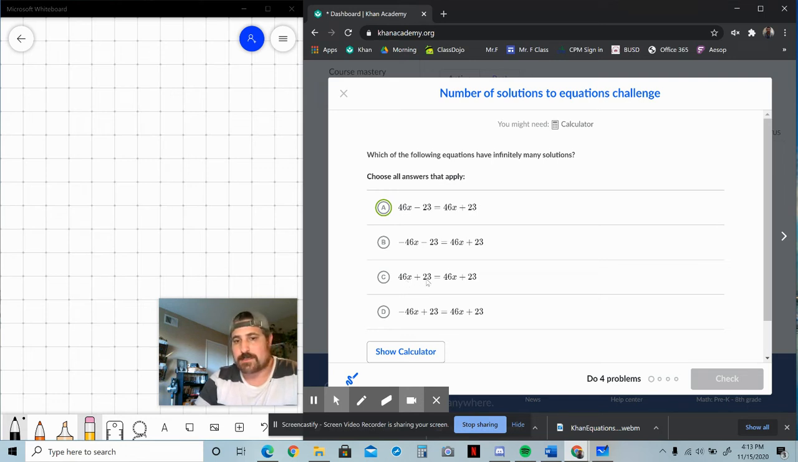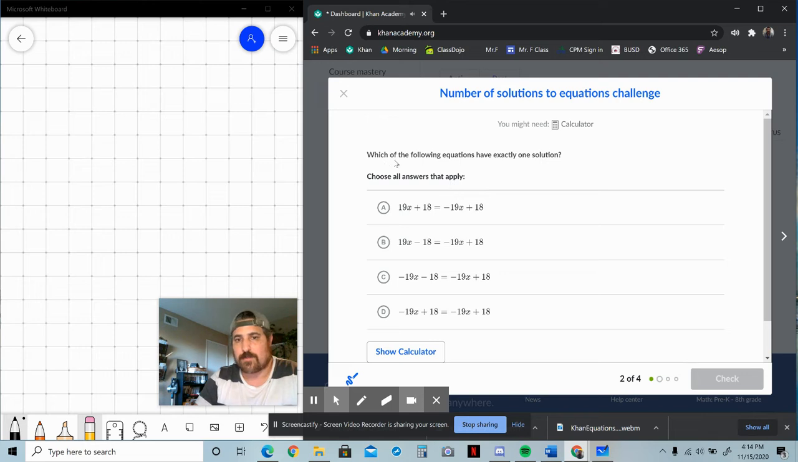This one's 46x plus 23 is equal to 46x plus 23. This is one with the exactly same value on both sides. If you try to get all the variables to one side, they're going to go away, and you'll be left with a true statement, 23 equals 23. So this is a correct answer. This is infinitely many solutions. This one here, if I try to get all the variables to one side, it's going to be adding 46 to both sides. The variable's not going to go away, and you're going to be left with one solution. Just find that value of x, no problem. So the only one that is infinite is going to be C.